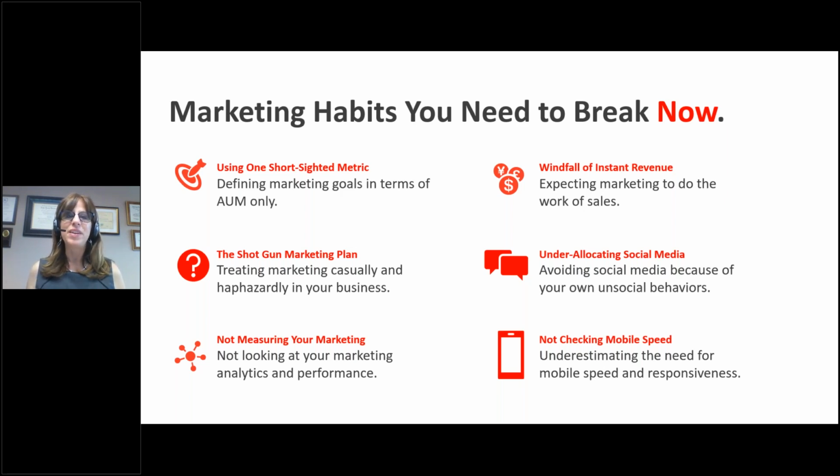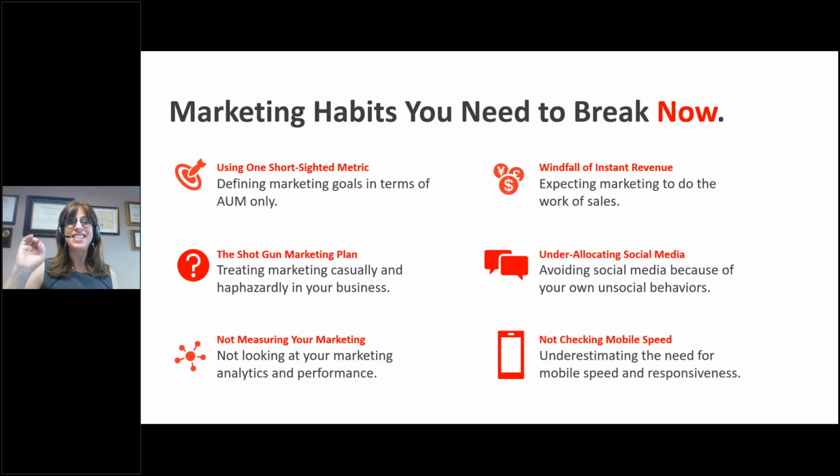Another habit that we see in a lot of businesses and a lot of advisors is under allocation to social media budgets, because either they don't understand it or they're not on social. So promise me, stop right here, right now. Social media, there's over 2 billion people on Facebook. I'm going to show you some social media metrics that are compelling, and if this doesn't convince you, I don't know what does.